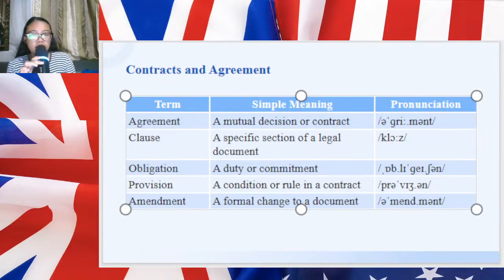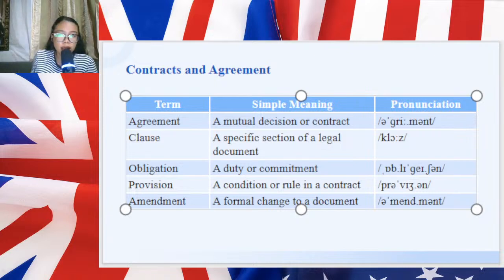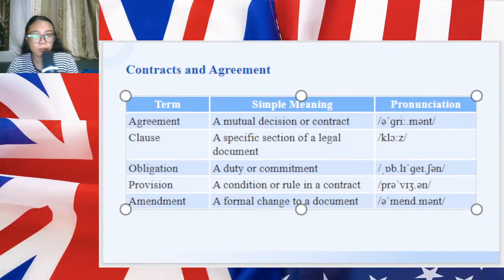So that is the sounds of each letter. Again, this is a single syllable word with the stress on that particular syllable, because there's only one syllable, so we stress that word. So this is clause.